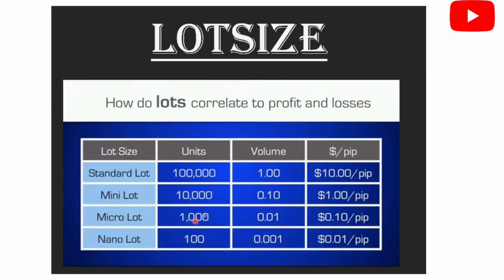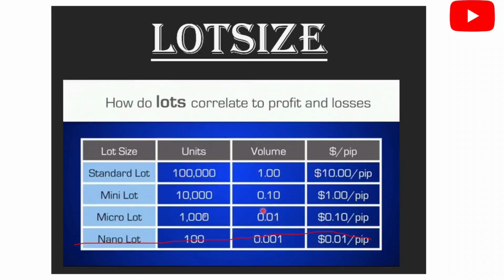We have a micro lot, the unit is 1,000. We have the nano lot, the unit is 100. This nano lot is not available on the MetaTrader 5, so we will not be talking about the nano lot. We'll start from our micro lot. When we talk about micro lot, this is what displays on your MT5.